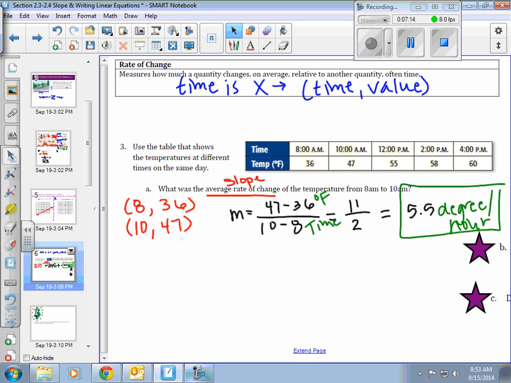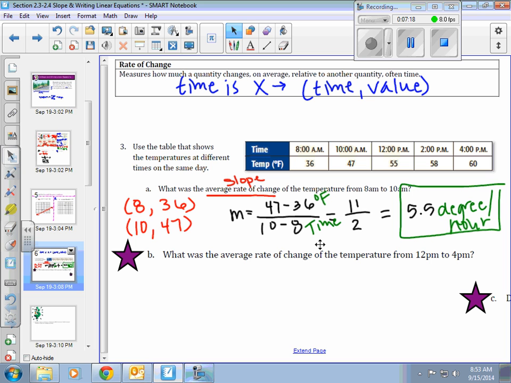Okay, let's look at part B. What was the average rate of change of the temperature from 12 p.m. to 4 p.m.? Same thing. At noon, so at 12, it was 55. Now here's the thing you need to be careful of. If I use 4 again for 4 p.m., that's not going to be right. So we need to use military time. I would do 12 plus 4, so military time would be 1600 hours. We would just use 16 because it's the 16th hour of the day.